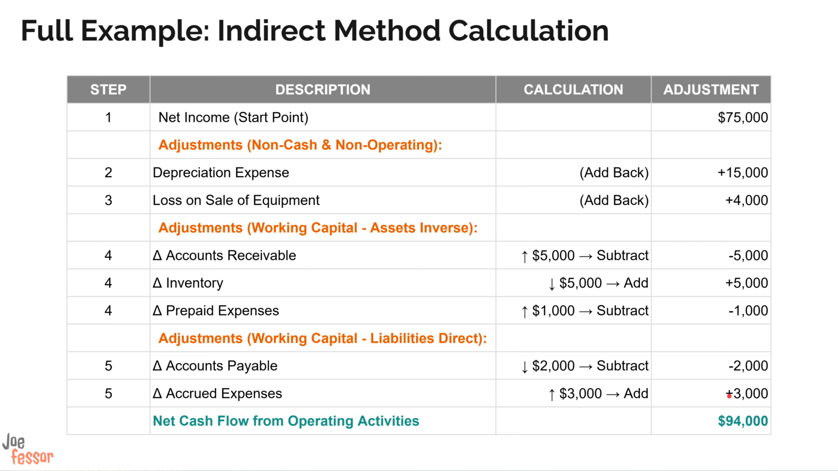We add back the $3,000 increase in accrued expenses because we incurred an expense but preserved cash by not paying it yet. After performing all these adjustments, we successfully reconcile our net income to a net cash flow from operating activities of $94,000. This final figure reveals the true cash performance of the company's core business.